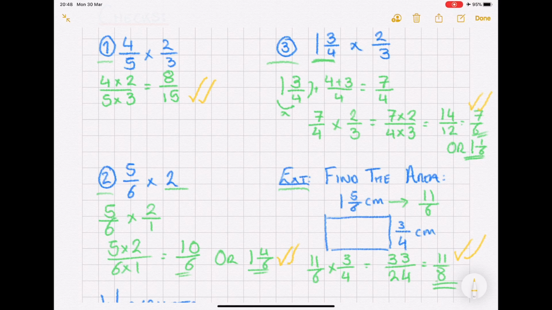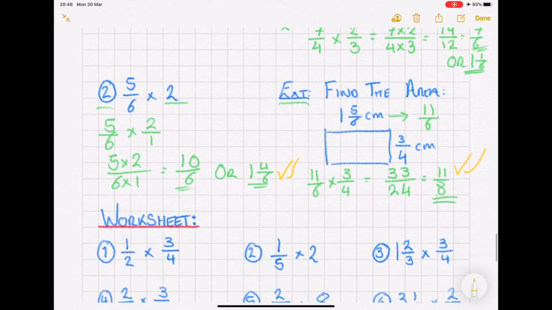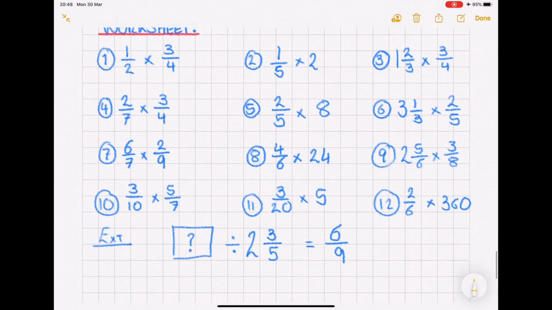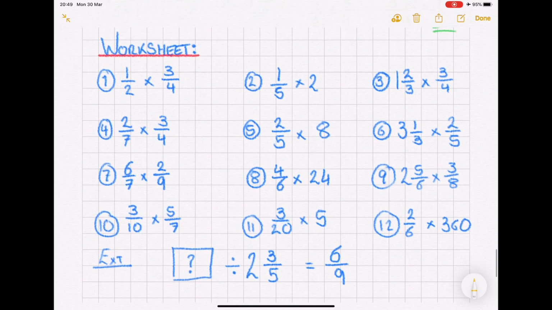Fantastic. Well done, guys. What I'm going to do now is up here is a worksheet for you to complete. Now, I would go along and do every single question and make sure you lay your answers out nice and neat with all the workings and every step, because that's going to really help it stick in your brain how to multiply fractions. In a couple of seconds, I'm going to pop the answers up next to the questions. So it's up to you.